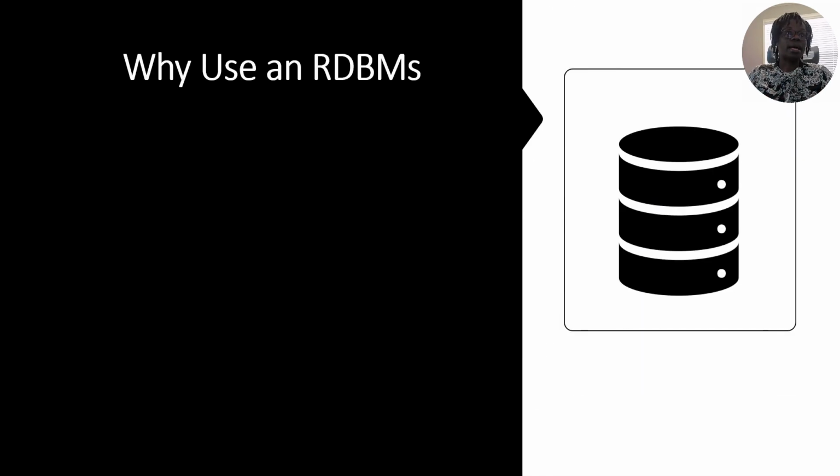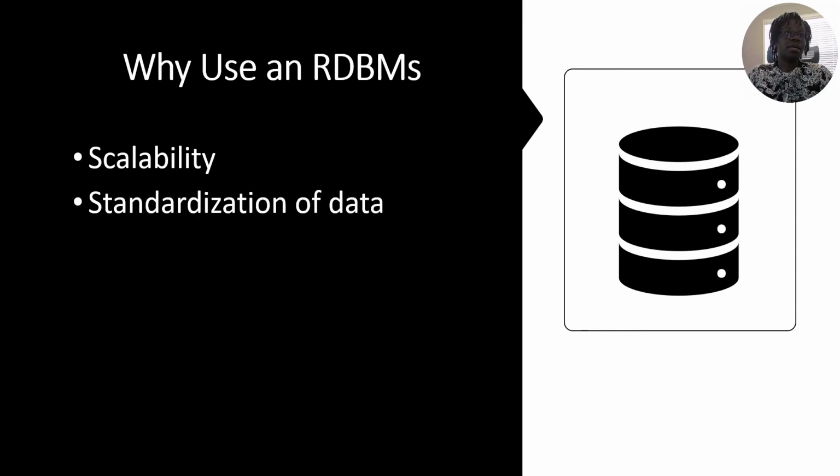Now, why are relational database management systems very important, or why do we use them? The first thing is scalability. They can handle both small and large volumes of data. And standardization of data. Once your data is transformed into columns and rows, your data is standardized and you can query it with SQL, which is a structured query language used to access data from a relational database management system.